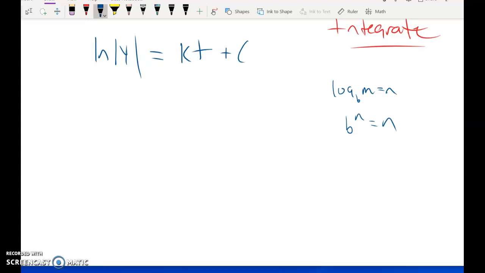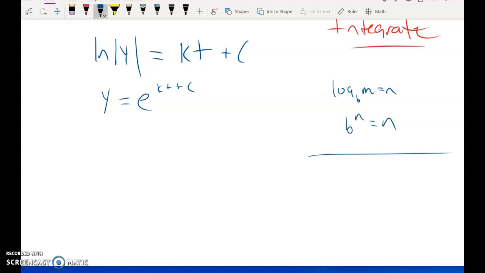Remember, the base of the natural log is e, Euler's constant, about 2.718. And so I'm just going to exponentiate this logarithmic equation. So I end up with y, and I'm going to drop the absolute value bars, I'm going to be a little lazy, equals e, the base of the natural log, to the kt plus c. That's its equivalent exponential form.